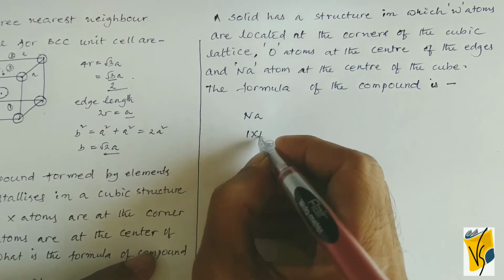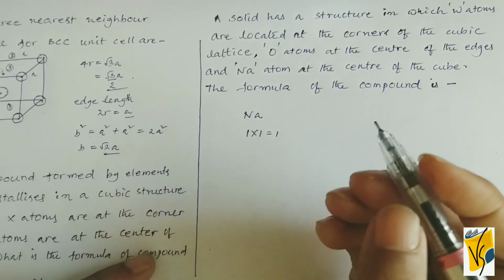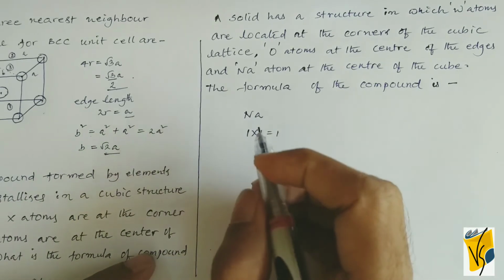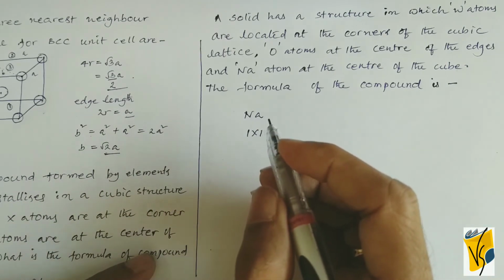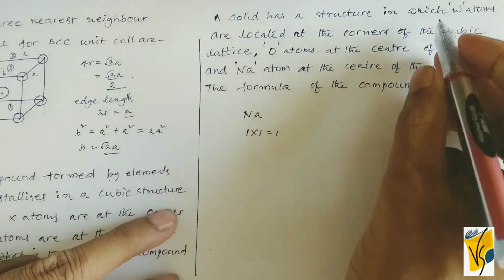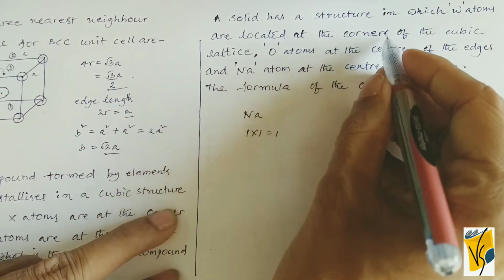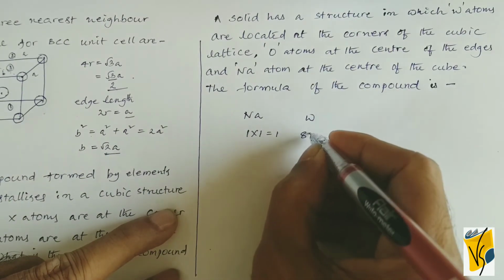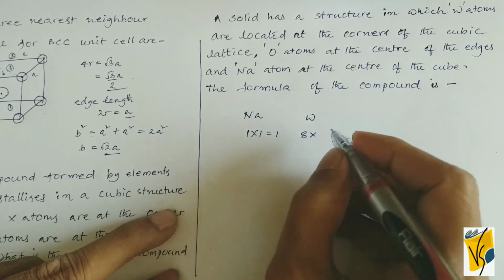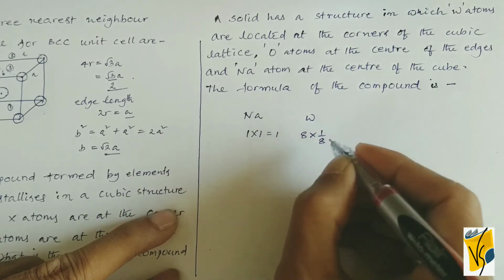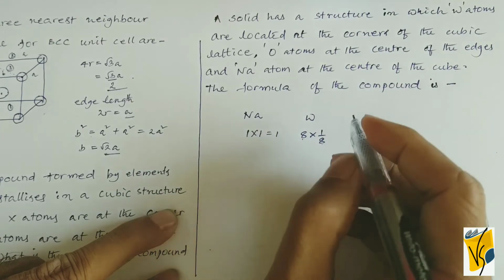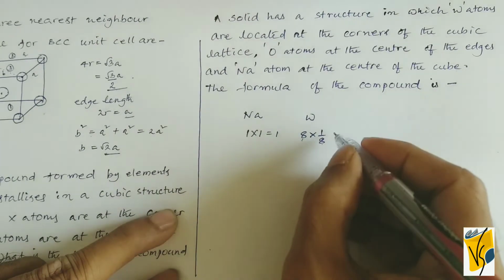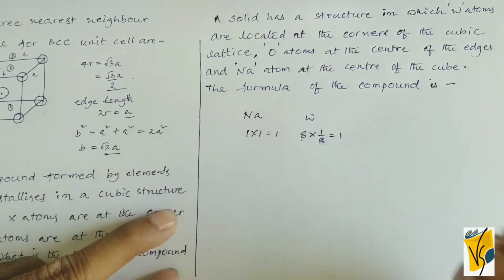So what is its contribution? Its contribution is 1. And oxygen atoms are present at the center of the edges, right? Whereas tungsten atoms are located at the corners of the cube. So what is the contribution? 1 by 8, and 8 corners are there. Number of lattice points into contribution of each lattice point to the unit cell will give total contribution. So that is equal to 1.